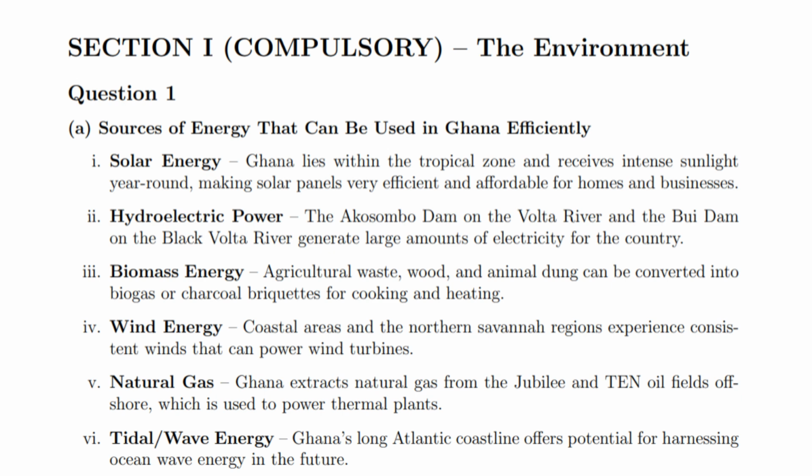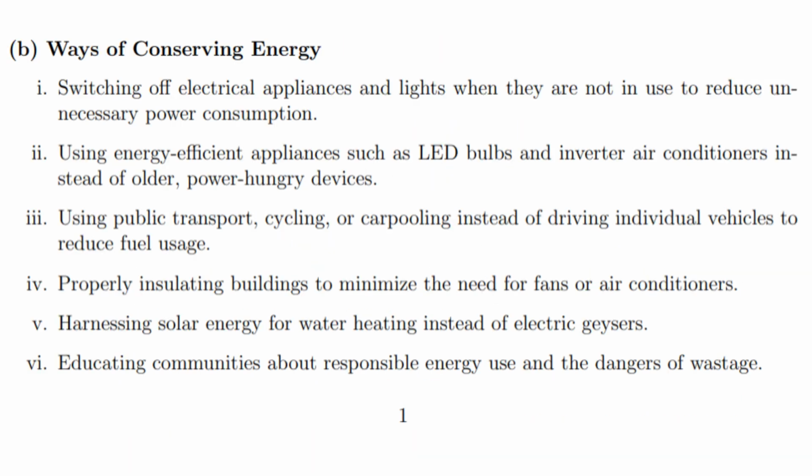And for the B, ways of conserving energy. So we have one, switching off electrical appliances and lights when they are not in use to reduce unnecessary power consumption. You have two, using energy efficient appliances such as LED lights and inverter air conditioners instead of old and power hungry devices. We have three, using public transport, cycling and carpooling instead of driving individual vehicles to reduce fuel usage.